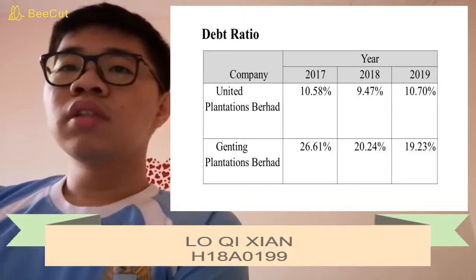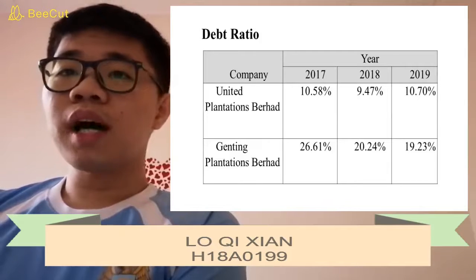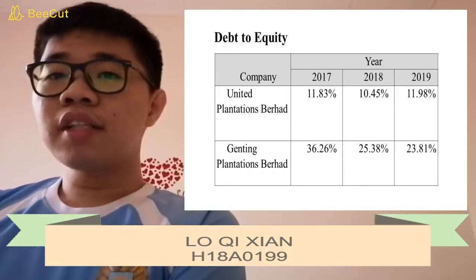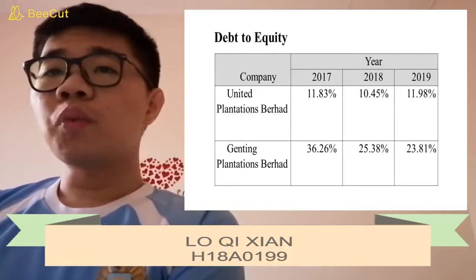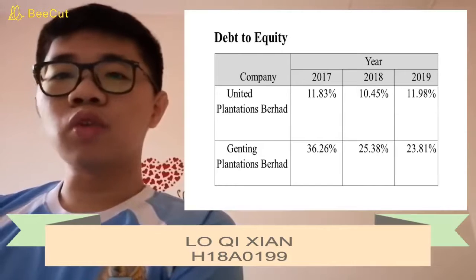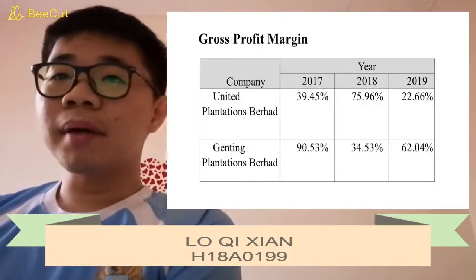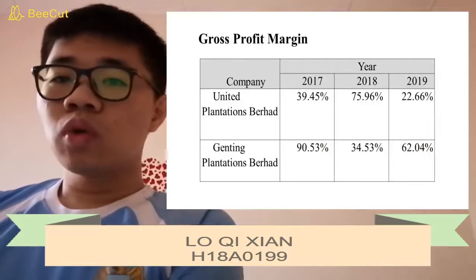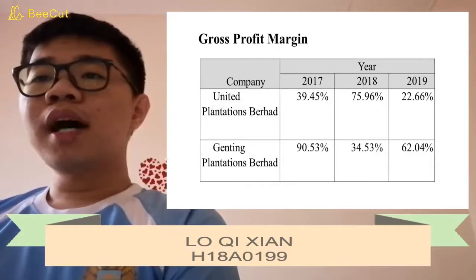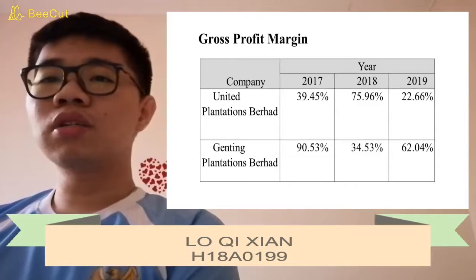For total asset turnover, the ability in using the total assets to generate sales in Genting Plantation Berhad was inconsistent in using the resources in the company to generate sales. For debt ratio, United Plantation Berhad and Genting Plantation Berhad were taking less risk in business activity as the debt ratio in both companies was low from year 2017 to year 2019. But the debt ratio in United Plantation Berhad was less than Genting Plantation Berhad from year 2017 to year 2019. For debt to equity, the debt to equity of United Plantation Berhad is better than Genting Plantation Berhad because United Plantation Berhad has a lower debt to equity than Genting Plantation Berhad.